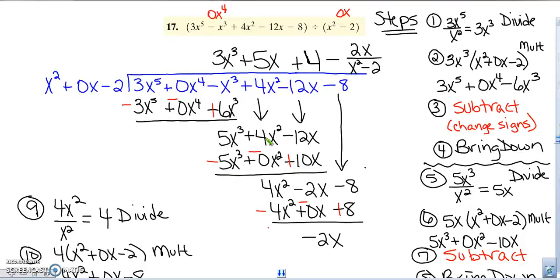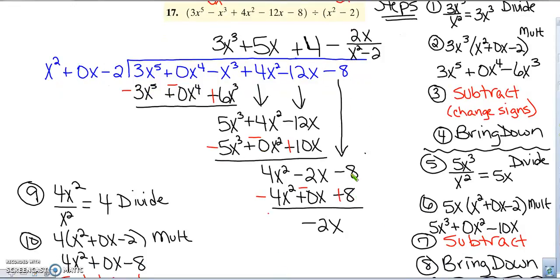This cancels. This gives us a 4x to the second. Negative 12 plus 10 is negative 2x. And the next step is to bring down the negative 8. We then begin the process again, dividing 4x squared by x squared. We end up with 4. We put that up top here.